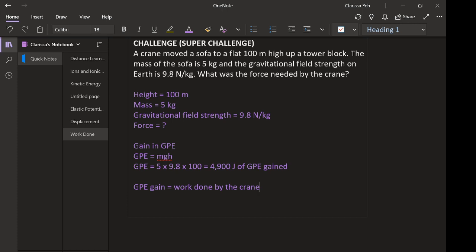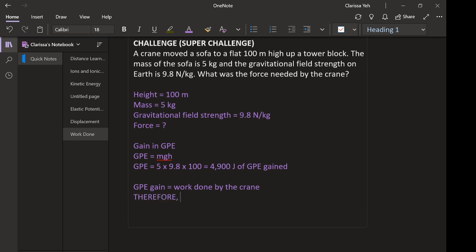So work done is not something that is unique on its own, like a different type of energy. Whereas you have different energy stores that are separate from each other that can be transferred between, work done is just energy. So the energy transferred could be gravitational. The work done could be kinetic. The work done could be elastic. Work done is just an energy transferred by the force. So the gravitational potential energy gain is the same as the work done by the crane. It's the same thing.